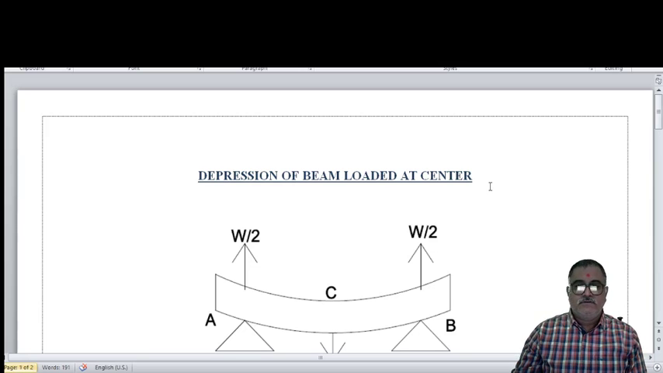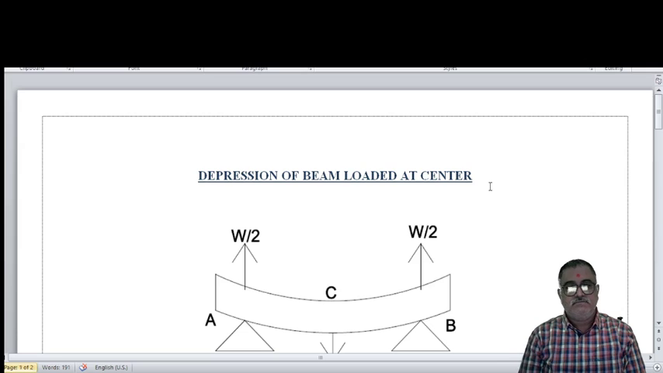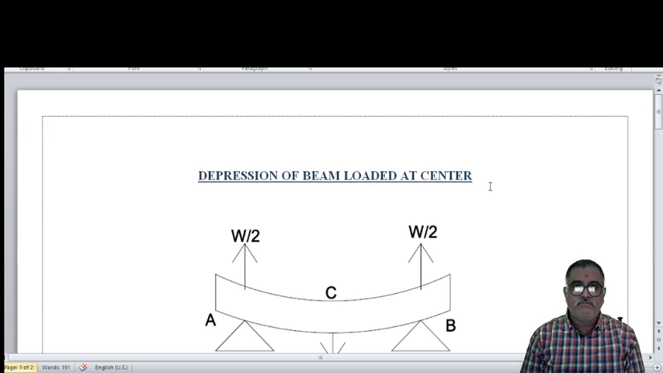Friends, here today we will see the depression of a beam loaded at center. In previous cases, we have discussed the cantilever, which means that the beam is fixed at one end and the load is attached to the other end. Here is the case of depression of a beam loaded at center.